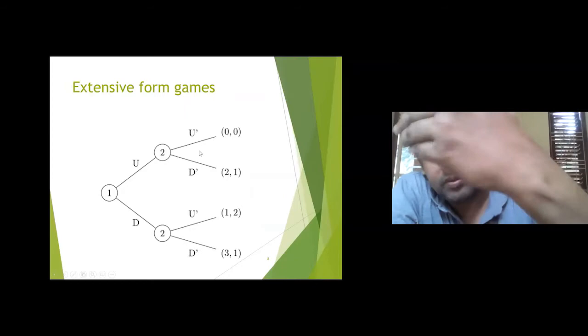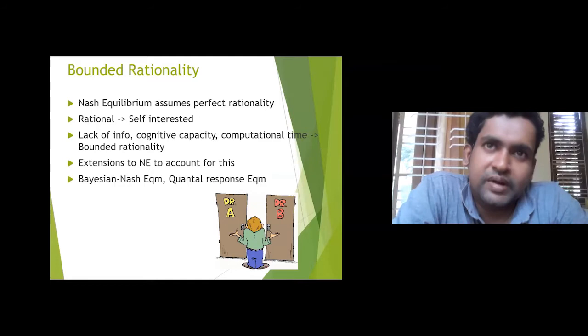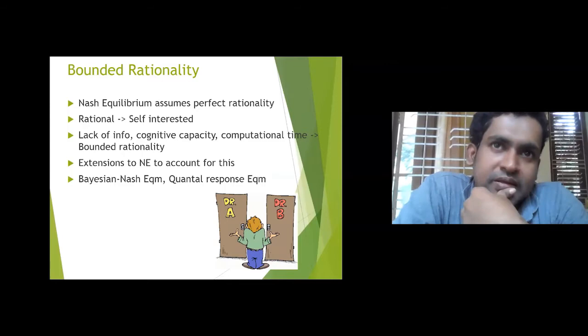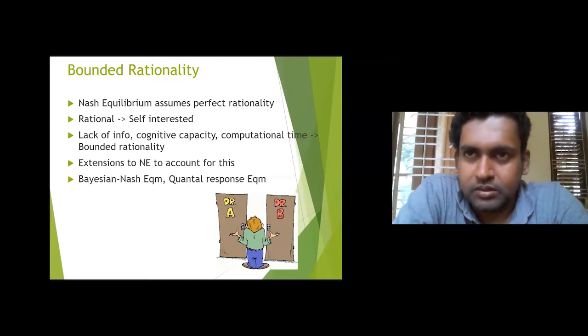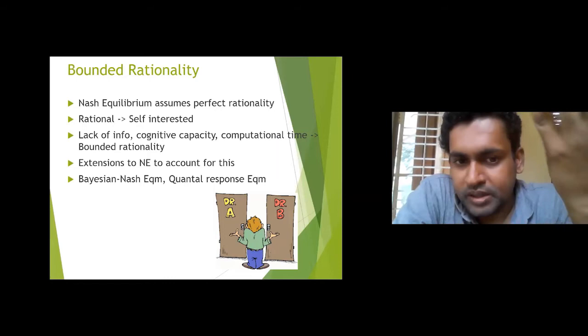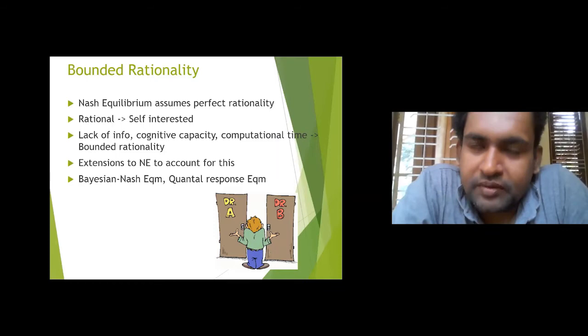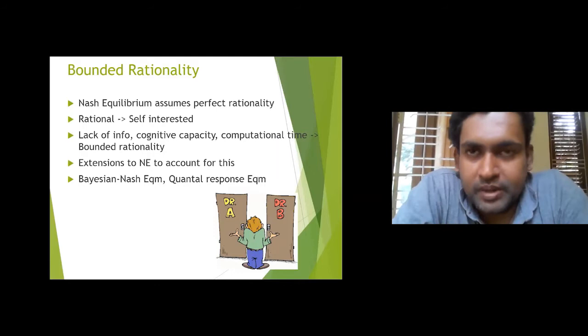And one limitation of Nash equilibrium, which is relevant to why game theory is applied in technology, is that Nash equilibrium is defined for completely rational entities or agents. That is, you assume that each agent has all the information that is necessary to make a decision, all the time in the world to compute that decision, and no limitations in cognitive capacity or level of intelligence. But if you think of humans, humans may have these things in varying degrees.